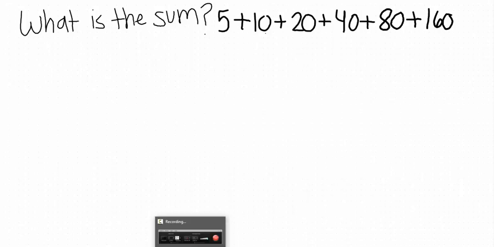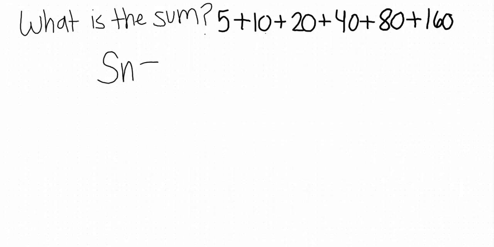To find the sum, we're going to have the first term, which is 5, times 1 minus the common ratio, which is 2, to the power of 6, over 1 minus 2.